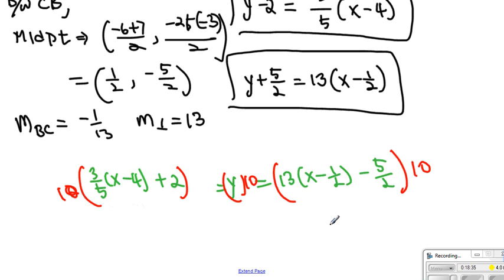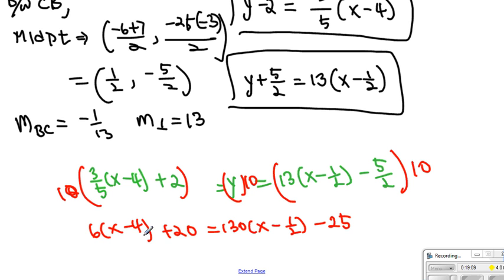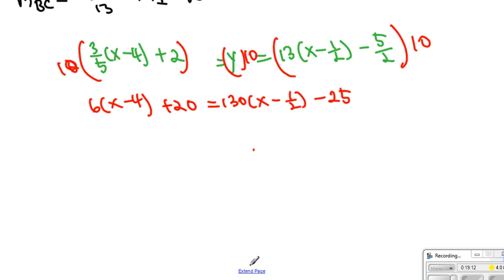Now, once we multiply by 10 on all sides, what we end up getting is this. Here we have 6 times x minus 4, because 5 cancels out with 10, leaving 2, and then 10 times 2 becomes simply 20. On the other side, if we multiply by 10, we get 130 times x minus 1/2, and then minus 25. Now we can distribute 6 and then 130 and continue. Here we have 6x minus 24 plus 20 must be equal to, on the other side, 130x and then minus 65 minus 25.